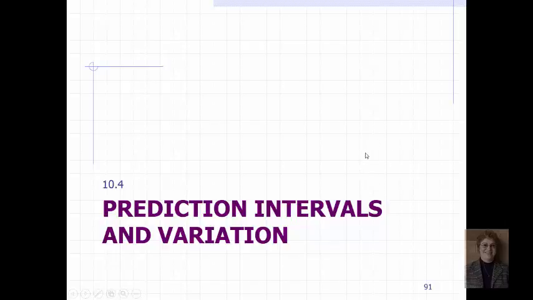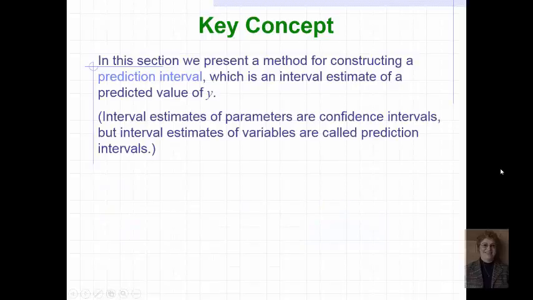As we go forward, we're going to talk about prediction intervals and variation. In the last section, we developed the line of least squares regression, and with that equation, we can predict a y value for an x value of interest, but that's only one point. So it's really more accurate to come up with an interval.